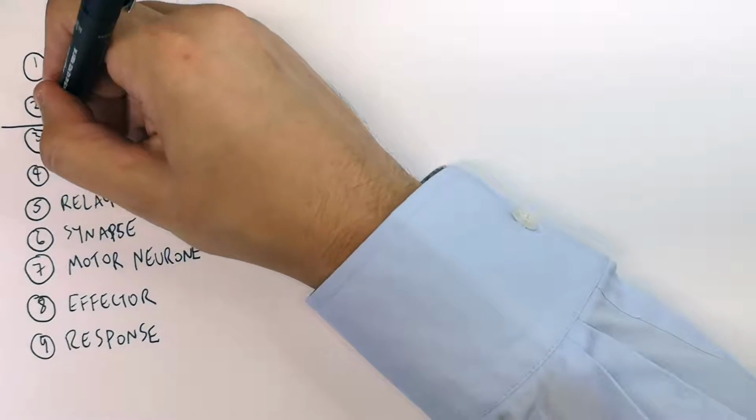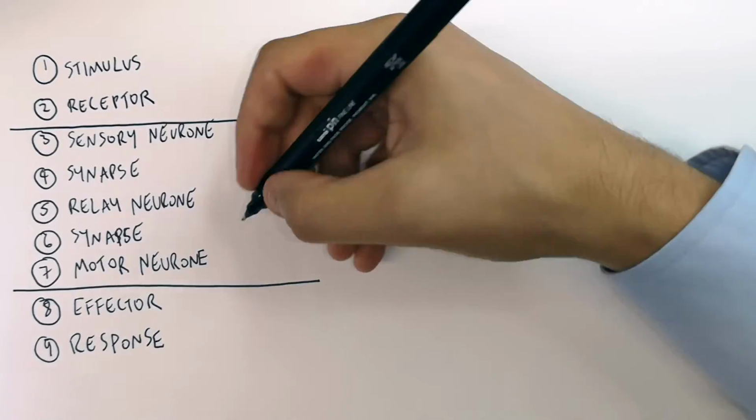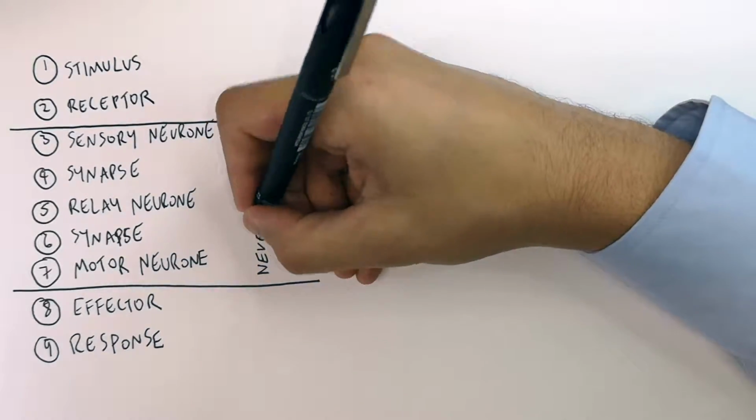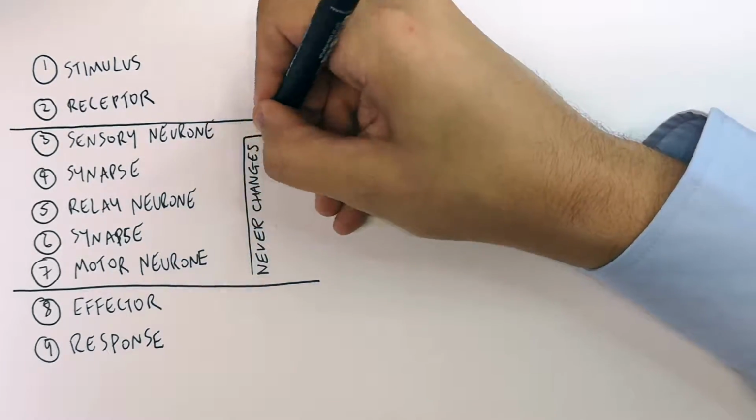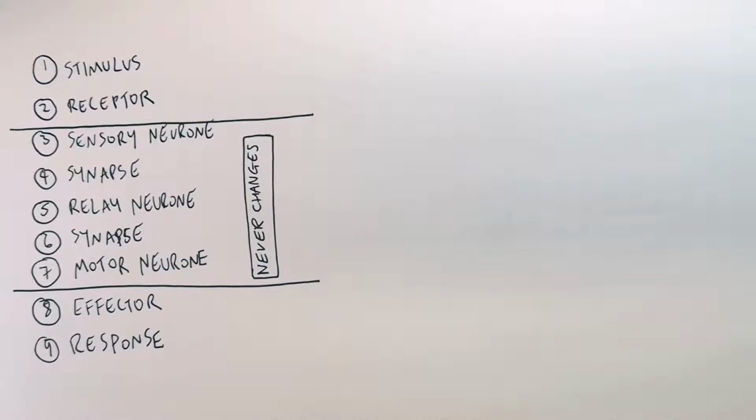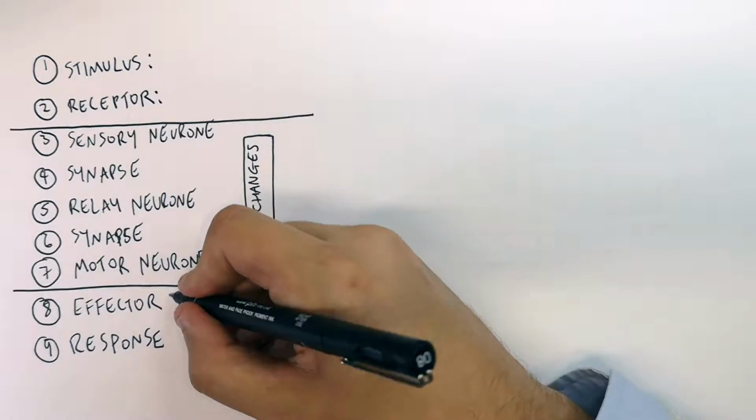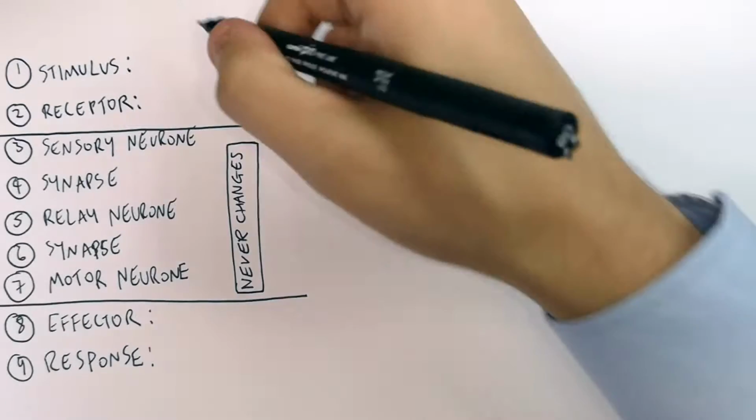The parts of the central nervous system never change the order. You need to learn this in this order. Okay, so these never change. Just remember this. But what does change is the stimulus, receptor, effector, and response.